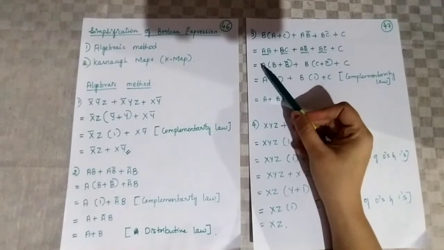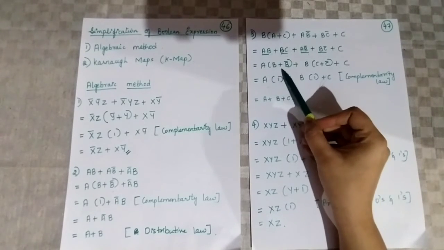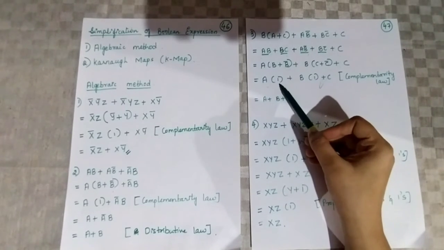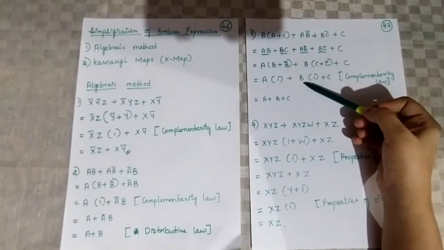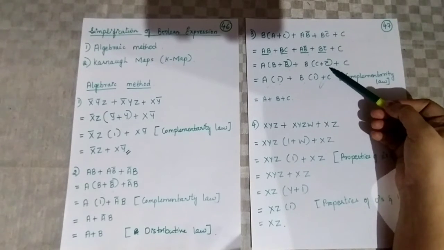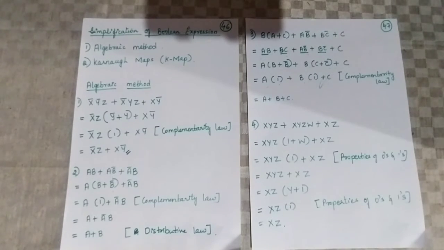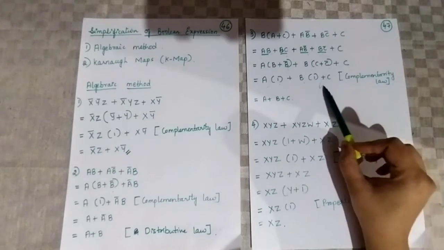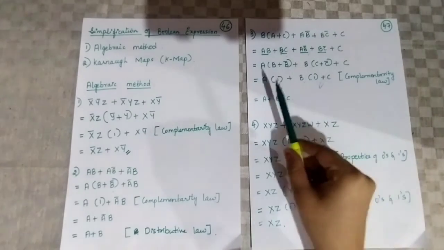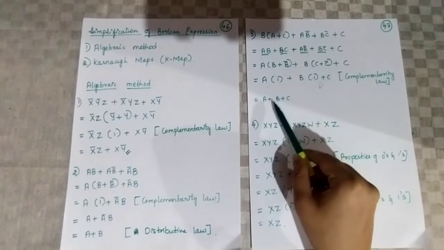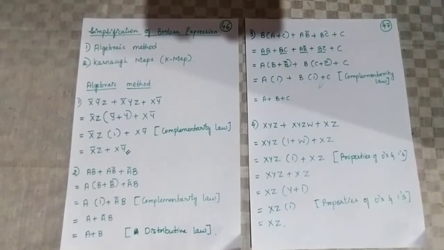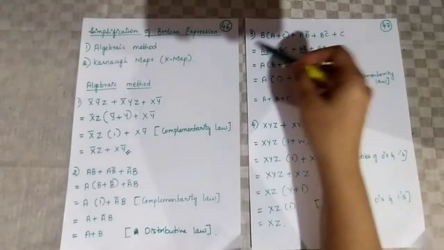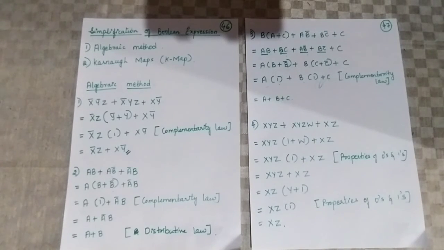Now write A as it is. B plus B complement results in 1, that is again by complementarity law, plus write B as it is. So again C plus C complement results in 1, which is again by complementarity law, plus C. Now A into 1 results in A, plus B into 1 results in B, plus C. So this is the final simplified expression for the given entire expression over here.